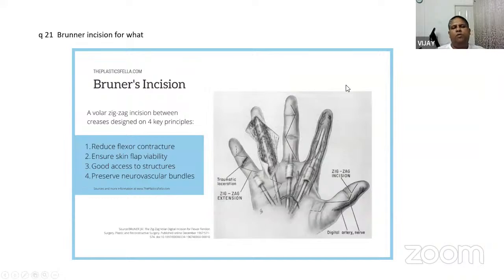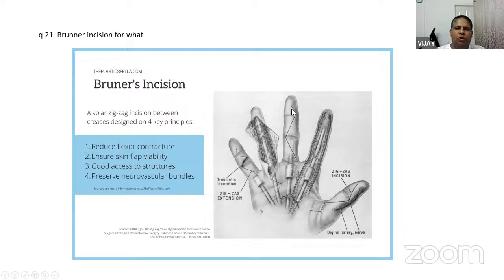This is the last question. What is the Brunner's incision used for? Brunner's incision is a zigzag incision used for exploring the flexor tendons. What we do is, usually what they say is, when the edges of this crease are joined here like a diamond, this area is called as a Littler's diamond.